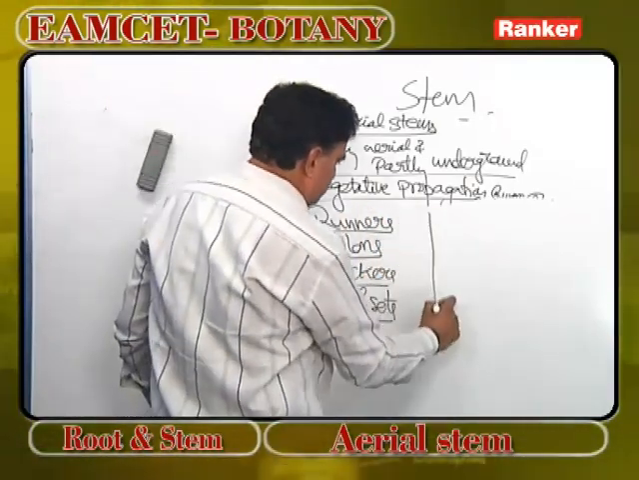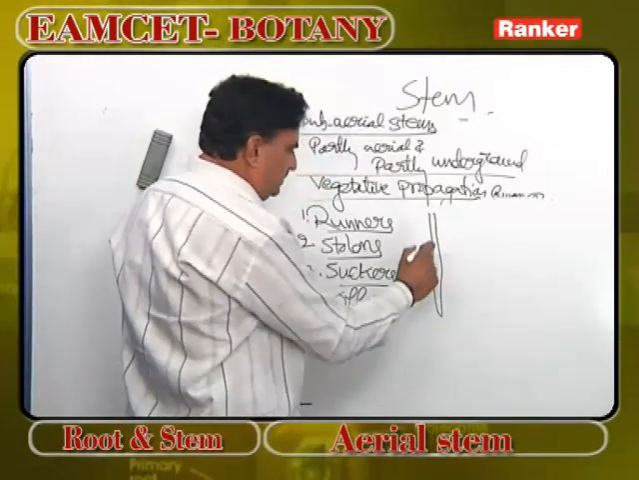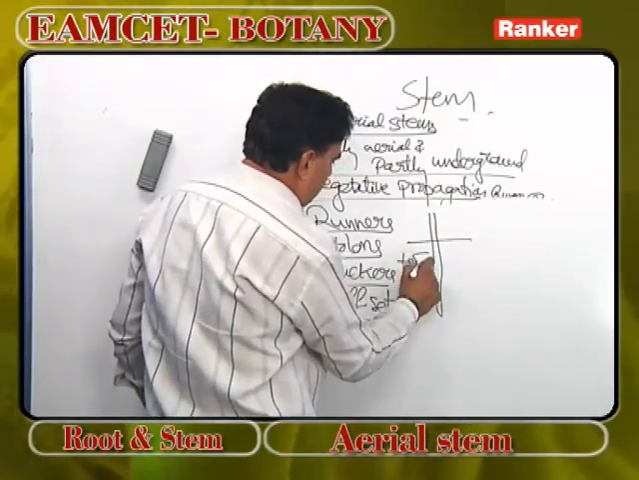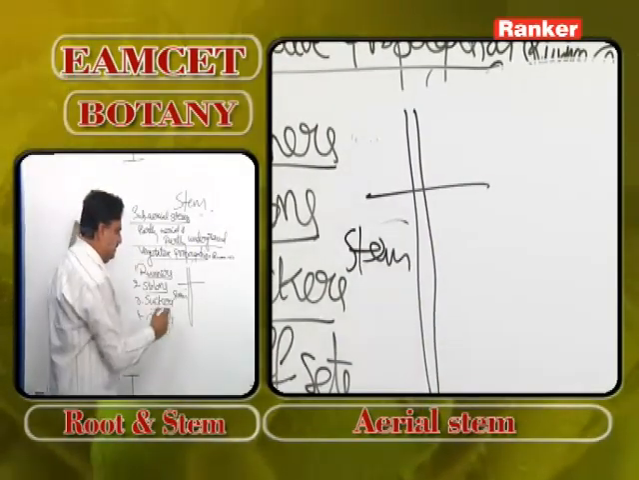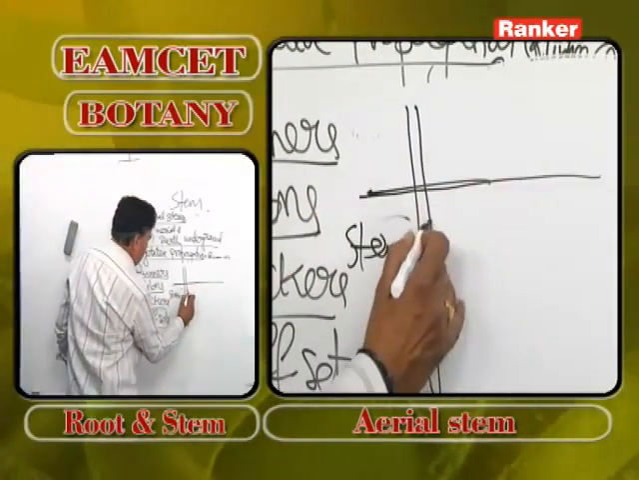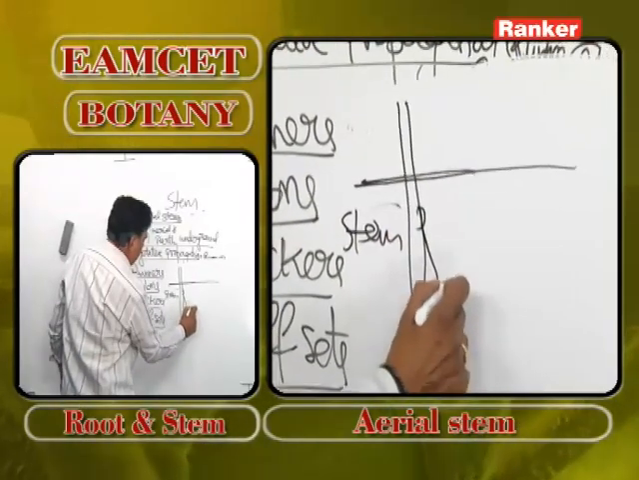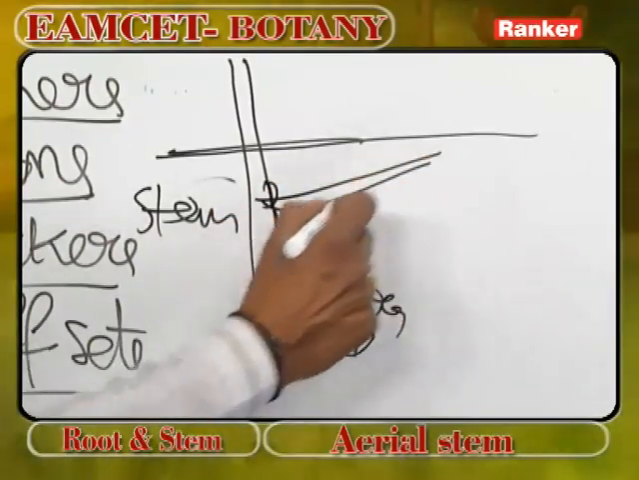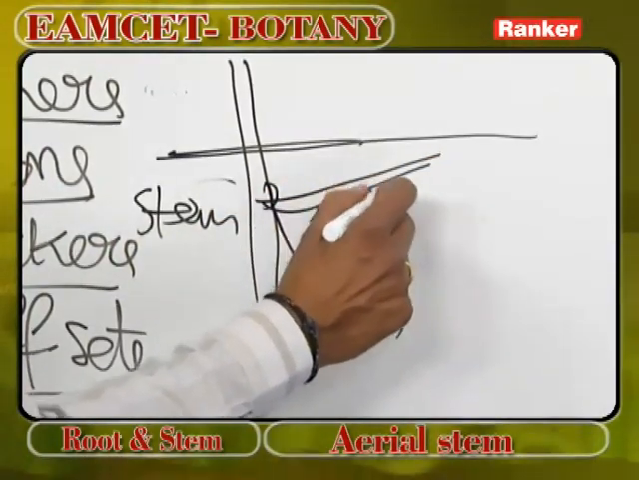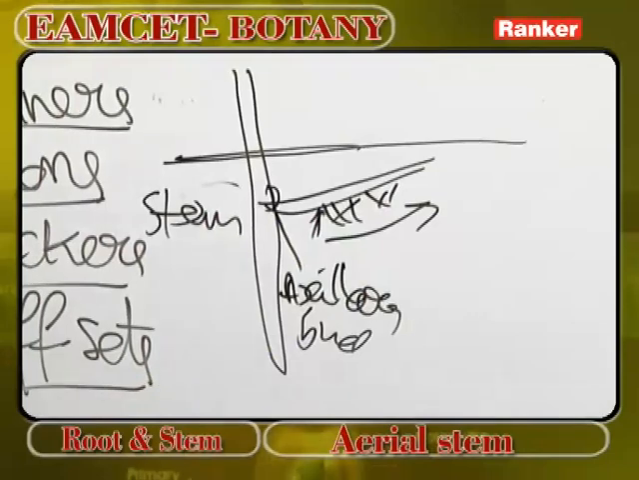Then sucker. In some plants, a small portion of the stem remains under the soil. The small portion of the stem remaining under the soil contains an axillary bud. This axillary bud produces a lateral weak delicate branch which grows obliquely under the soil.